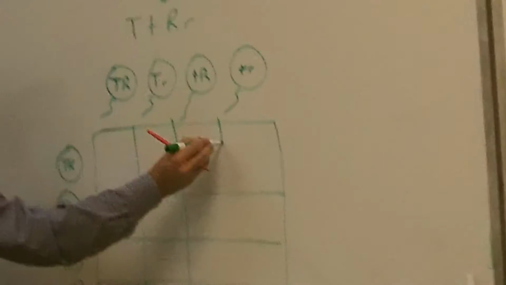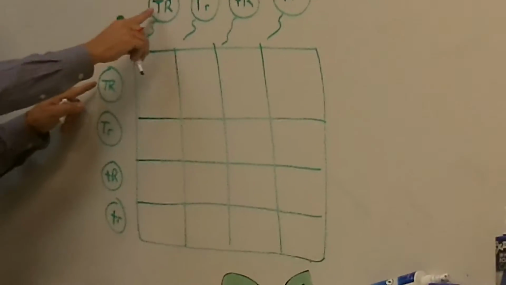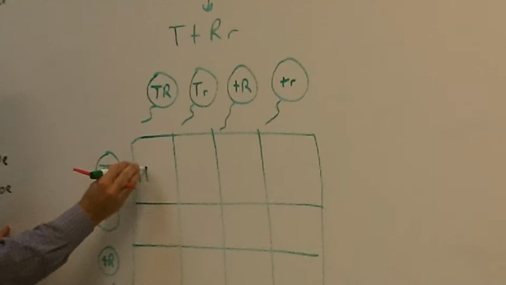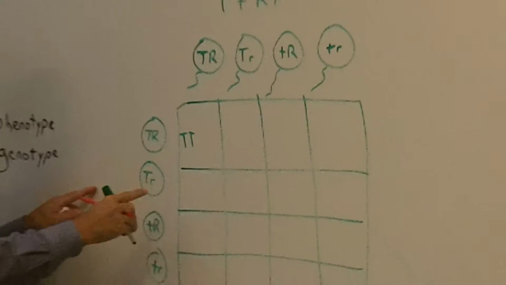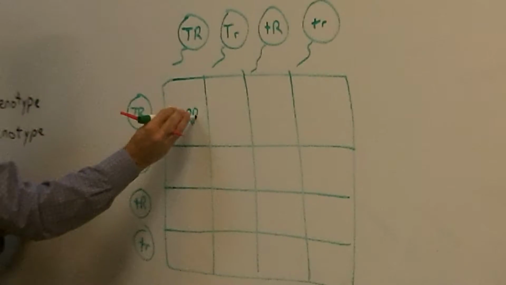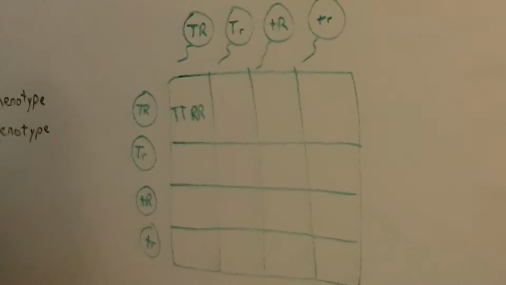And how do you put the genes together in these big Punnett squares? You put the two T's together to see if it's tall or short. What's that one going to be? Tall. You put the two R's together to see if it's round or wrinkled. What's this one going to be? Round. That's a tall round.